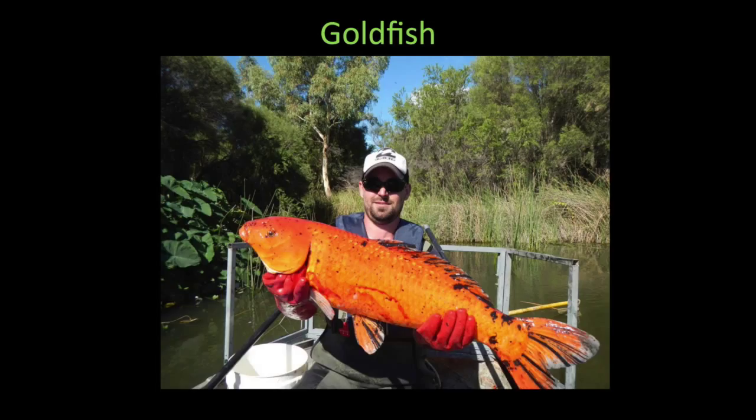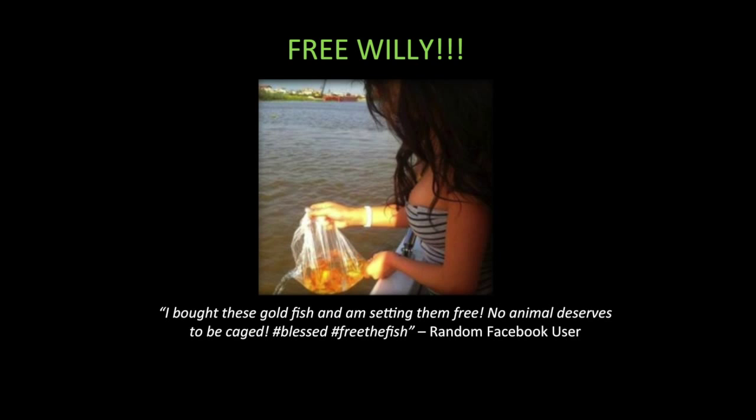So goldfish is becoming a new issue as well. That's a goldfish. So the issue with goldfish is that people are releasing them as they think it's the humane thing to do. And it's not just this random Facebook girl who thought she was doing a good deed by setting them free. It's parents of kids with 6-year-olds that don't want to kill their fish and they want them to go free and be safe. I mean, I don't blame them. It's going to be heart-wrenching if you have to do that, but it's becoming a pretty big issue.